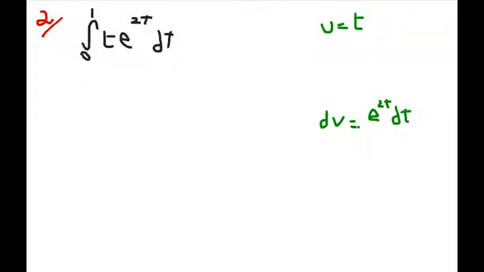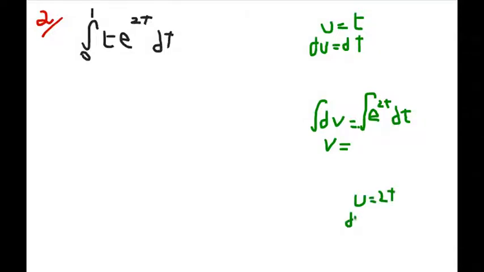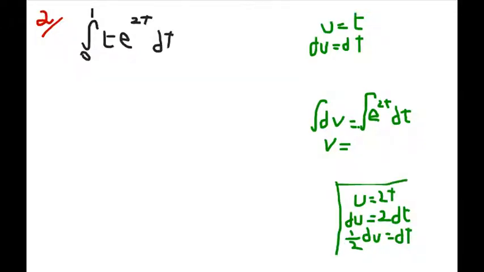After, we derive u, getting du equals dt, and integrate dv, which requires us to do a u substitution. Thus, we make 2t equal u, and by deriving it, we get du equals 2 dt. So by dividing it by 2, we now have half du equals dt. Now we can say that v equals half e to the 2t plus c.